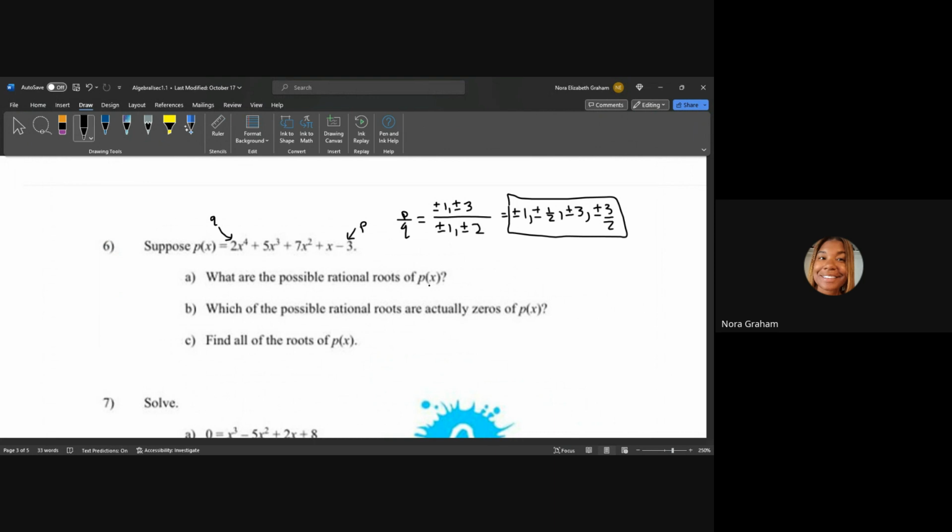Okay. So now let's look at part B. Which of the possible rational roots are actually zeros of p of x? So now this is where we're going to use synthetic division and test all of these and see which ones, using synthetic division, give us a remainder of 0. All right. So I'm going to go ahead and erase this so I have more room.